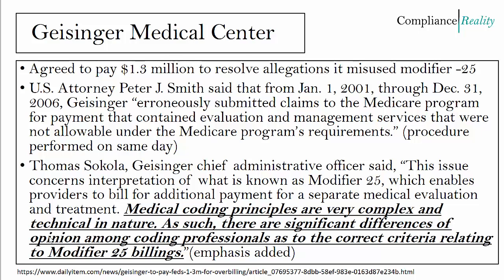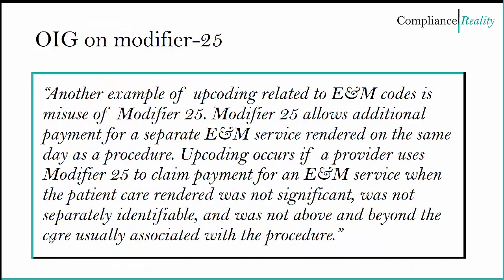So those were all examples of either settlements or enforcement action when either physicians or group practices or even hospitals allegedly misused Modifier 25. So let's talk about what the OIG has done or is doing proactively on Modifier 25. They've done a lot of work over many years. First, let me just start with this quote, what the OIG stated about Modifier 25 from their website. They put it into the category of upcoding. They say another example of upcoding related to E&M codes is misuse of Modifier 25.